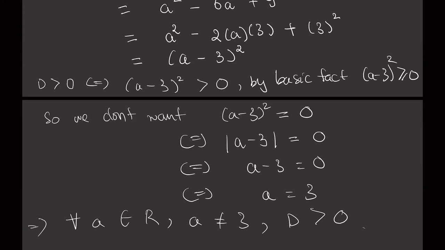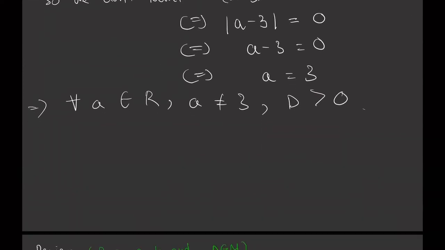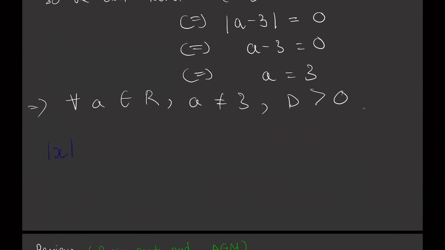How do you remove the absolute sign? Okay, so let's talk about this. If you have the absolute value of x equal to 0, it means x equals 0. Why? Because 0 equals minus 0. But if you have the absolute value of x equal to 1, then you know x equals 1 or x equals minus 1.